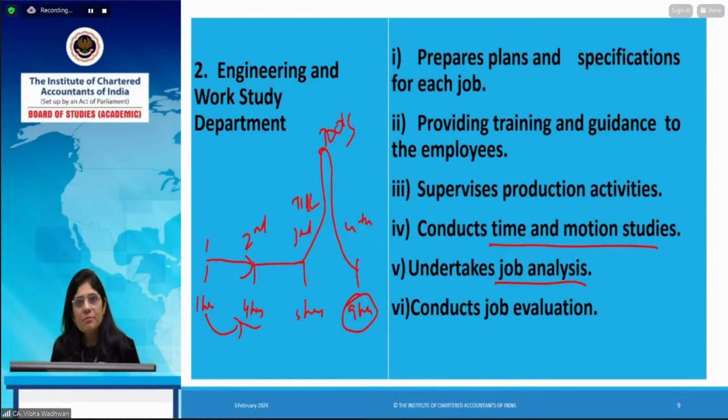It is done by the engineering department, which conducts job evaluation. Now, this again is a very important thing. Job evaluation means what is the importance of this job in the entire organization. So the different jobs are ranked. They are given a ranking. This ranking is very important to understand how crucial this job is.